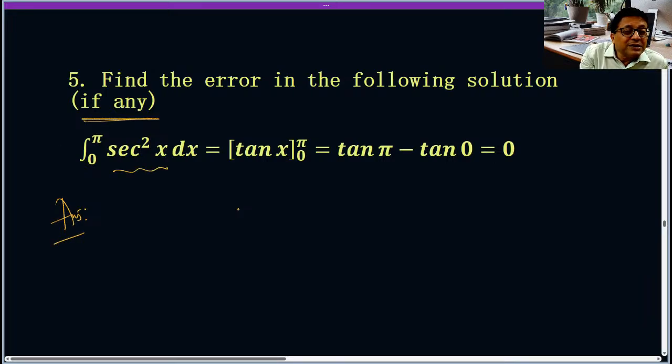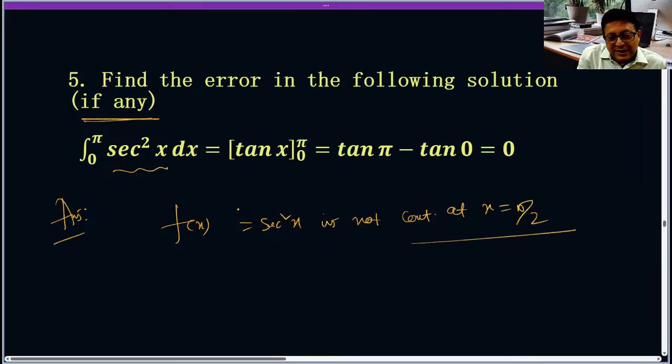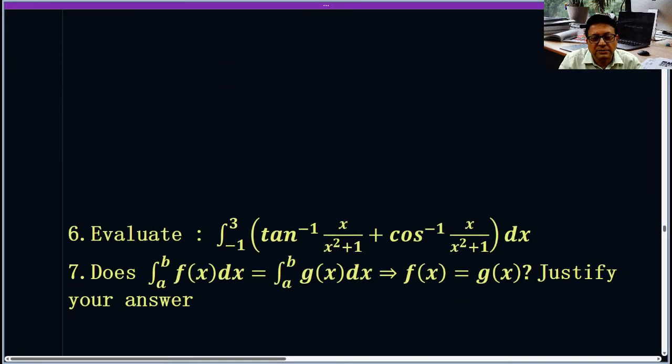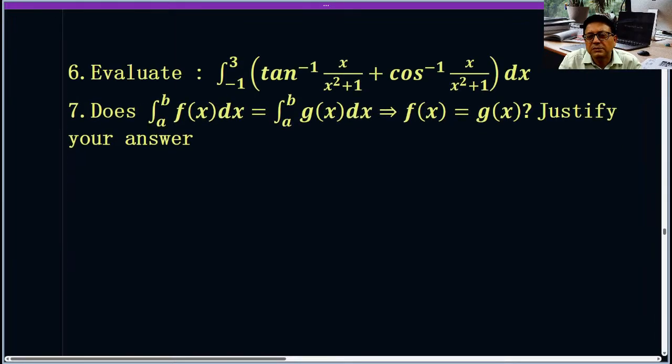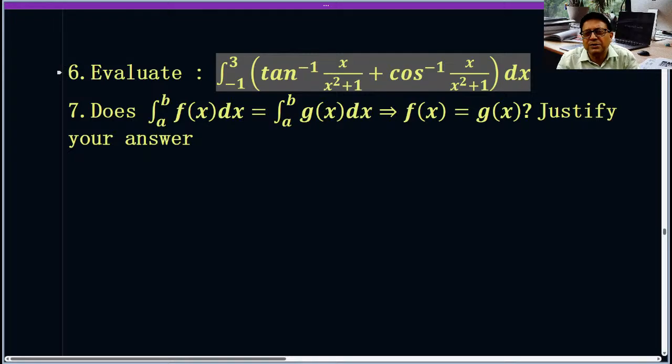Is the integrand, this function, continuous in the interval 0 to pi? No. f(x) equal to sec square x is not continuous at x equal to pi by 2, sec pi by 2. So this calculation is wrong. Apparently it seems that it's true, but it is wrong actually. Clear? This one you try to make substitution and do.